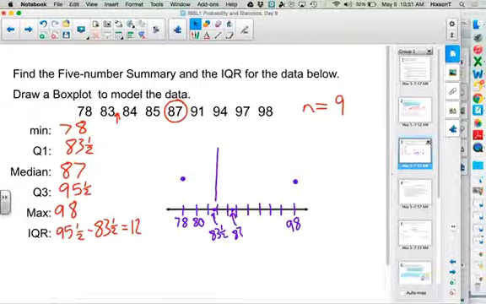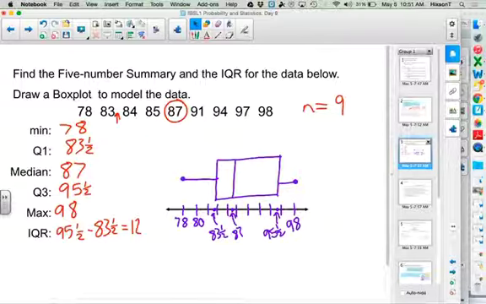I'm going to draw that vertical line. And then my third quartile is at 95.5, so here's 98, 96, 95.5 is right there, approximately. So I'm going to draw a vertical line up this way. Now I can draw my box and my whiskers. Doesn't have to be a work of art, but you can make adjustments.